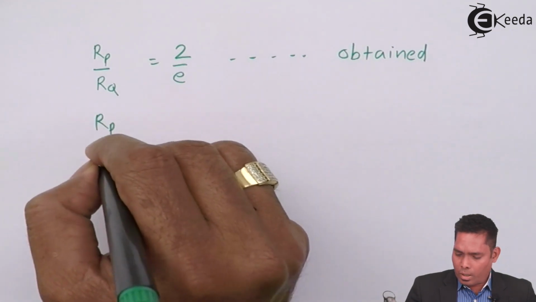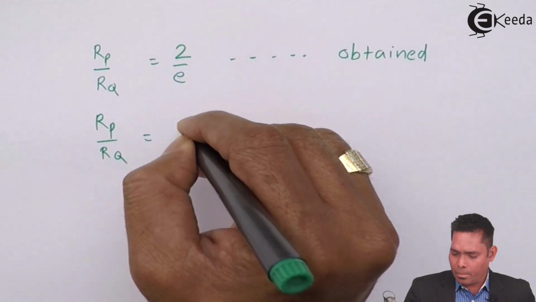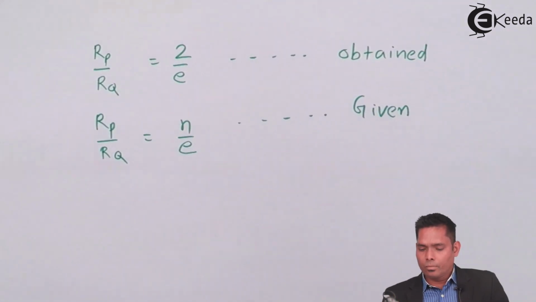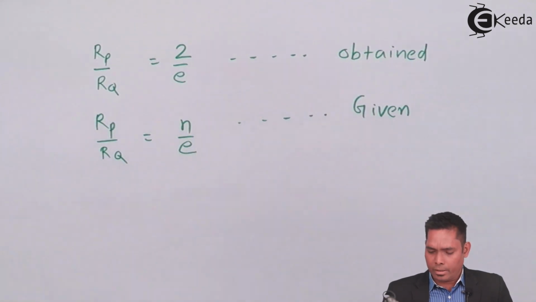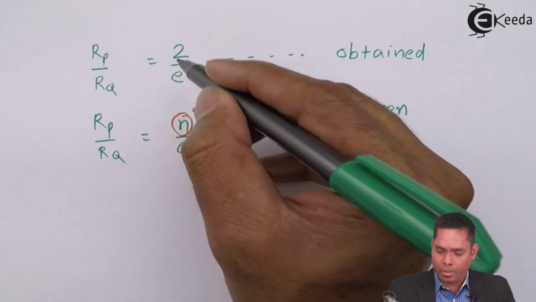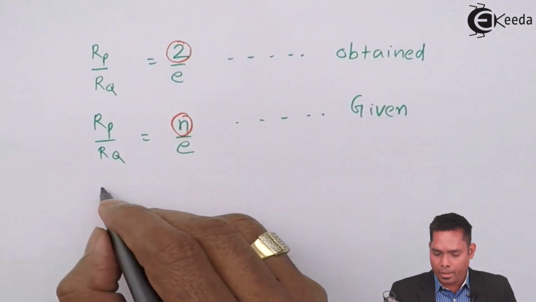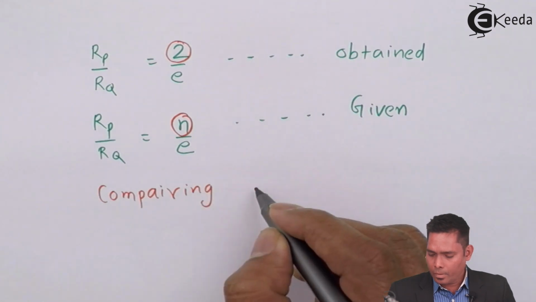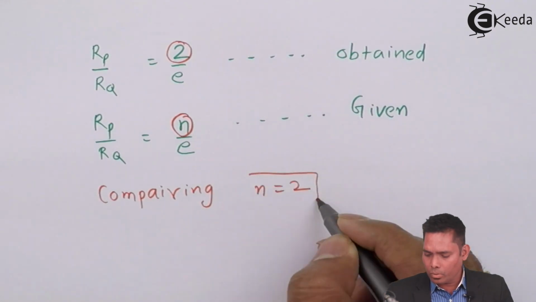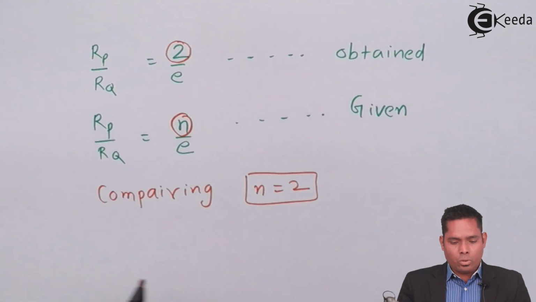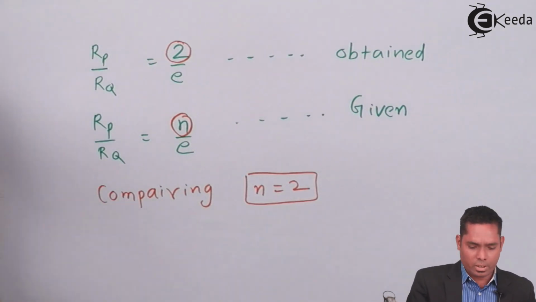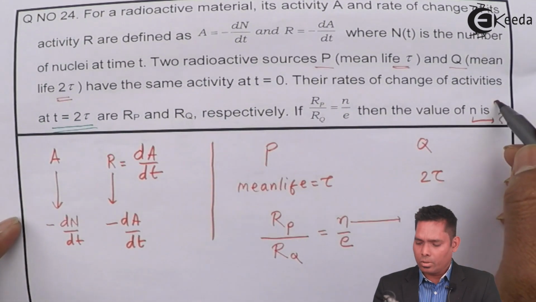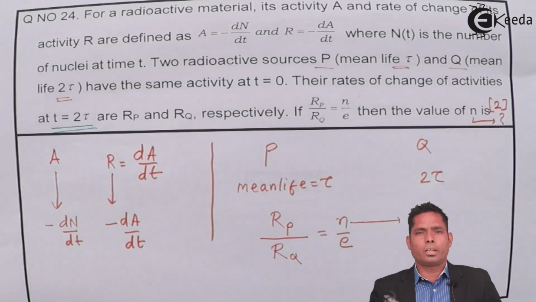And RP over RQ is given as n by e in the question. This is given. If we compare these two, then we can say that n will become equal to 2. Comparing, n becomes equal to 2. So as far as this question is concerned, the answer to this question is n is 2. Okay, thank you.